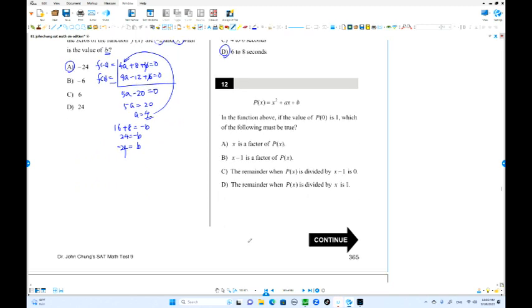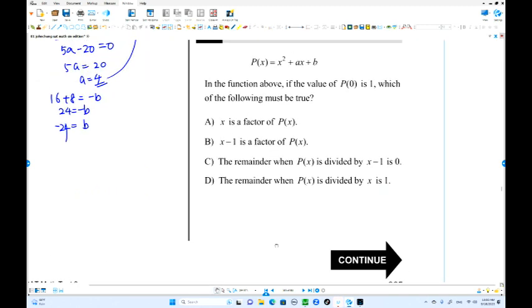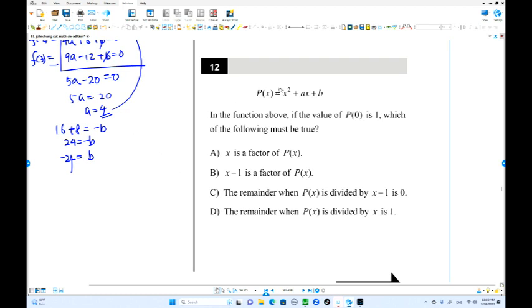Here is number 12. We have a polynomial function x squared plus 8ax plus b. Over here, p(0) equals 1. It's given over here, p(0) equals 1. What does that mean? X equals 0, okay? But the value of this is 1.